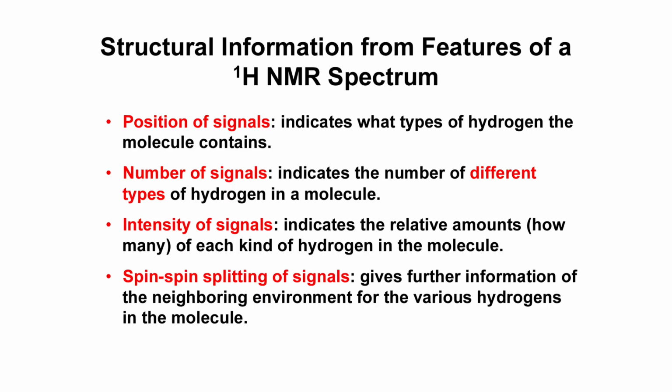So what structural information can we get from features of a hydrogen NMR spectrum? We can get information about the position of signals, which indicates what types of hydrogen the molecule contains, and the number of signals, which indicates the number of different types of hydrogen in a molecule. The intensity of signals indicates the relative amounts of each kind of hydrogen in the molecule, and spin-spin splitting of signals gives further information about the neighboring environment for various hydrogens in the molecule.